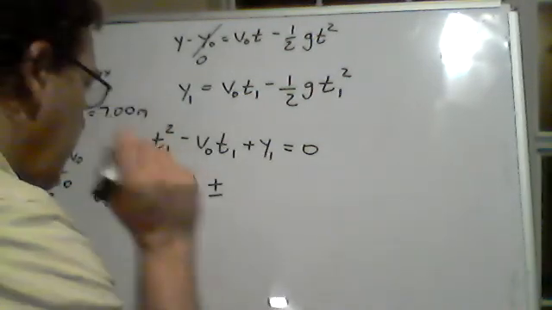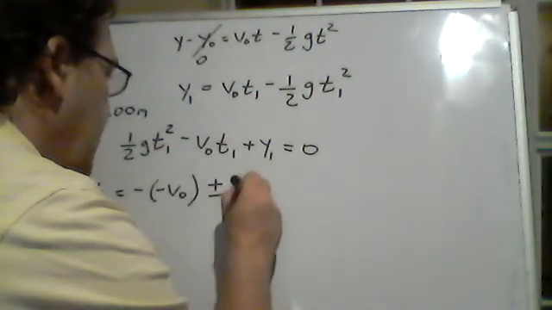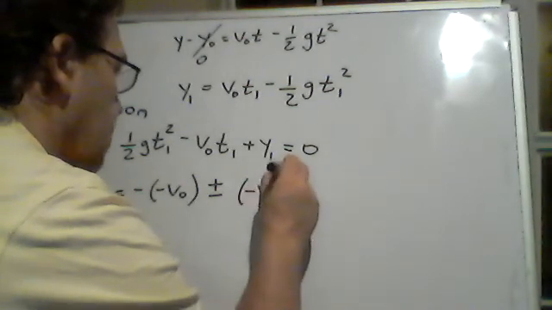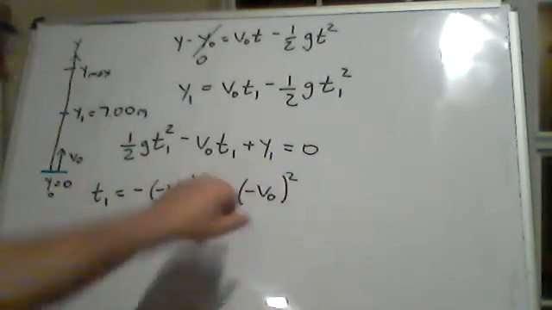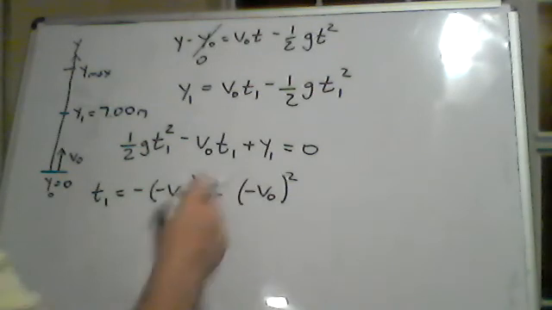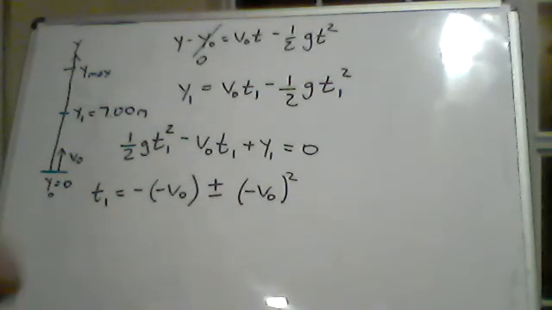We're going to have b squared. That'll be negative v naught squared. Make sure that you square everything. Don't just put the negative on the outside. You want to square negative v naught. That's what needs to get squared. A lot of students make that mistake.